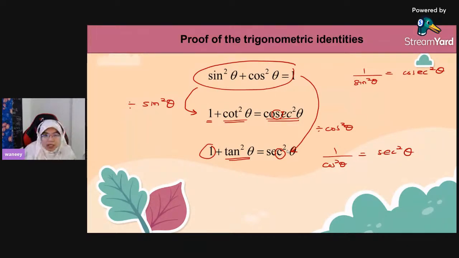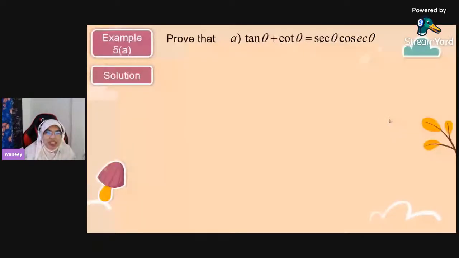Now let us try to prove that tangent theta plus cotangent theta is equal to secant theta cosecant theta. Firstly, you should decide whether you want to start from the left hand side or the right hand side. Normally, we start from the easier one, and the way the question is given, you should be able to start from the left hand side. So now let us start from tangent theta plus cotangent theta.